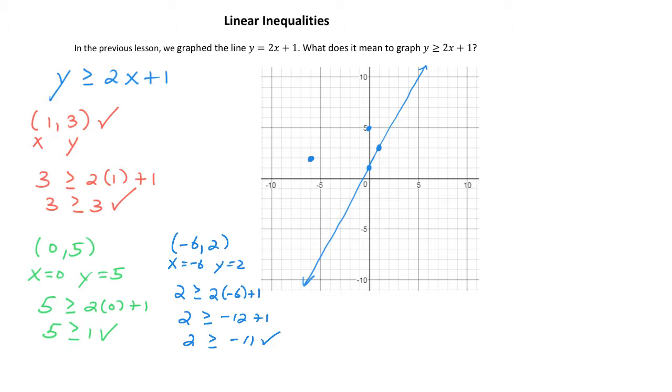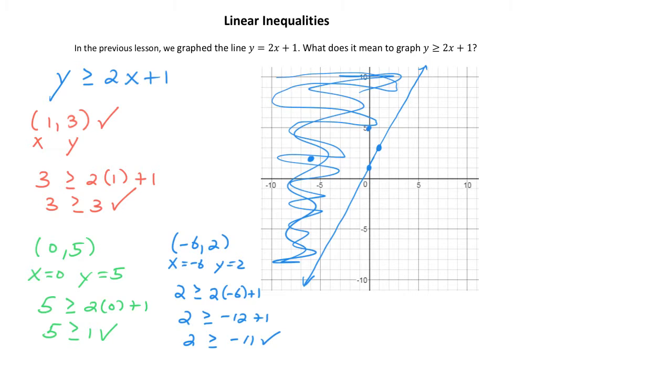So I get this point here as well, (-6, 2). That's enough for me to say everything on this side of the line has to be an answer. So I'm just going to shade that in and say this is my solution to the inequality. It's not just the line. It's every single point that's on this side of the line too.